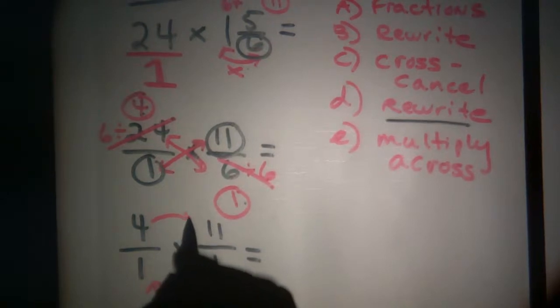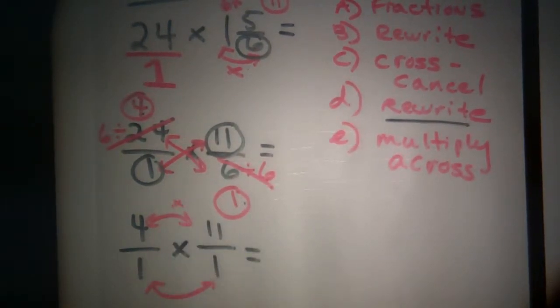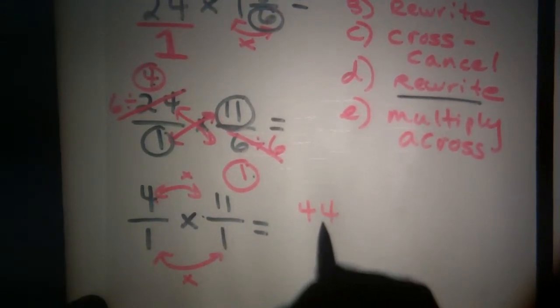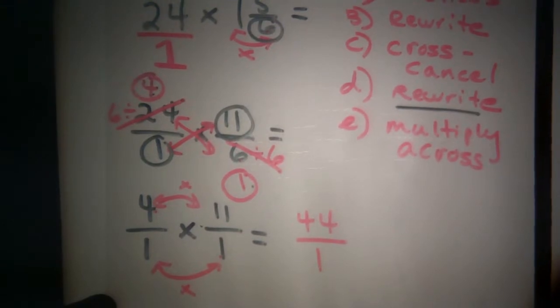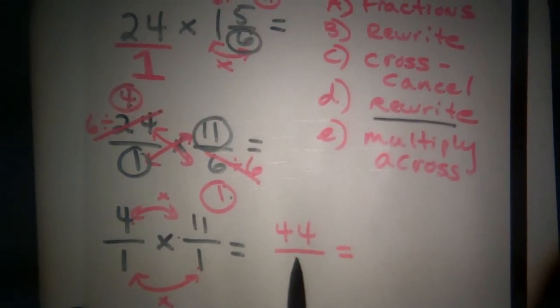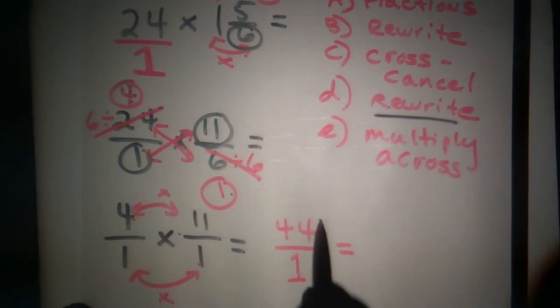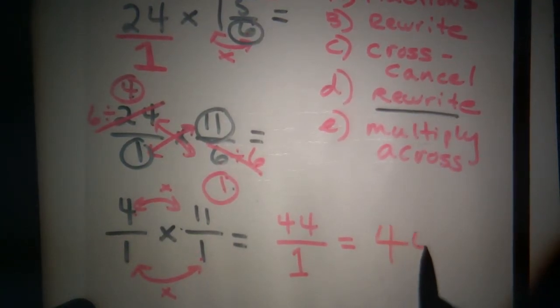Put our arrows here, and we're going to multiply. So 4 times 11 is 44. 1 times 1 is 1. Again, we have a 1 underneath a number. That means that this is a whole number of 44.